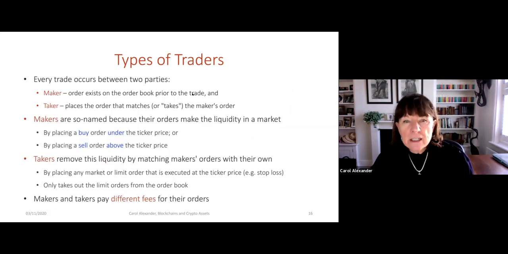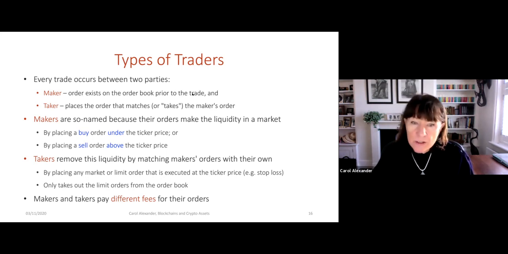So the types of traders, well, first of all, every trade occurs between two parties. You've got the makers and the takers. So the makers, they put their order in the order book prior to the trade, and the taker places an order that matches or takes the maker's order at some time. So for example, a maker might have put buy at 8,500 into the order book. And I, as a taker, put a stop loss like sell at 8,500. And so when it reaches 8,500, I would take the maker's order there.